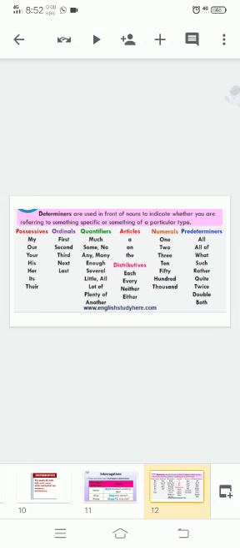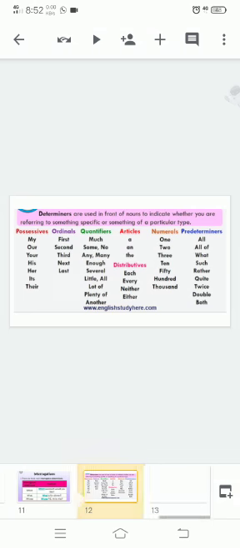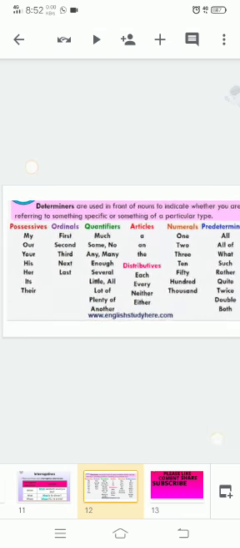So here we have a whole table about it. You can understand easily from it. Determiners are used in front of nouns to indicate whether you are referring to something specific or something of a particular type, something specific or something general. It includes possessives: my, our, your, his, her, its, their. Ordinals are the numbers that come first: first, second, third, next, last.